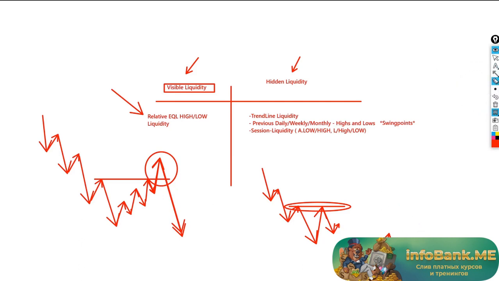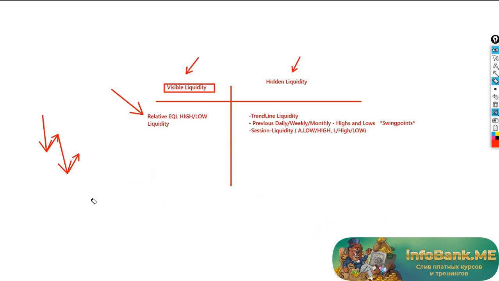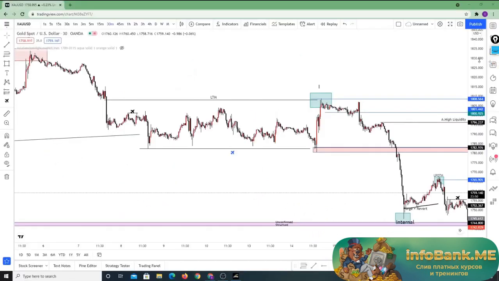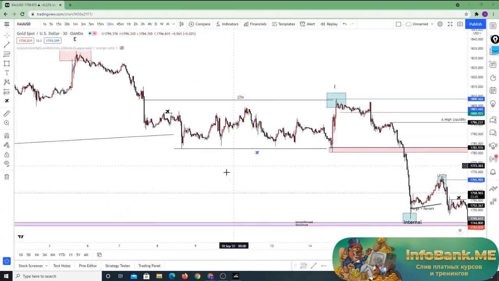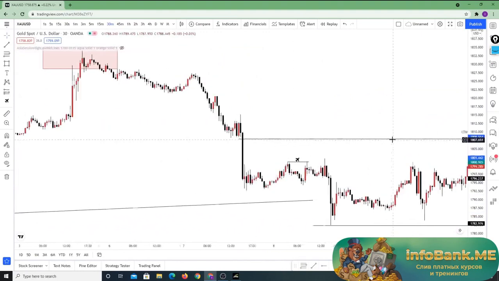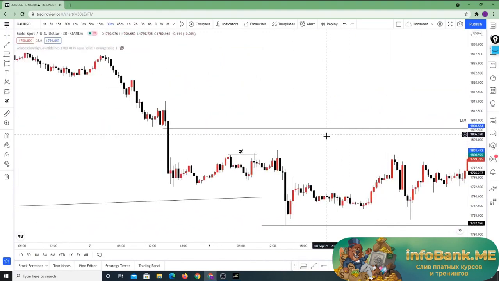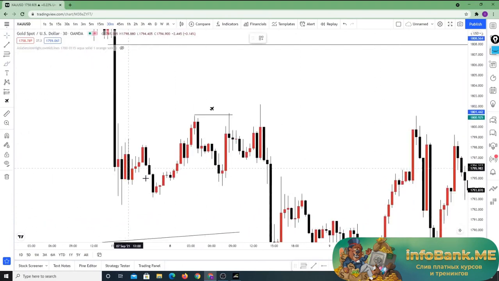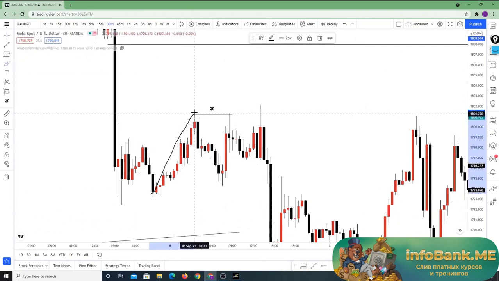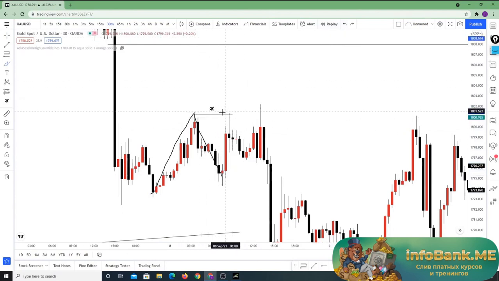So I'm going to remove all this, and we're going to be looking at some chart examples. So let's move on into the charts. And I think, yes, right here we've got a beautiful example of a relative equal high liquidity being purged. As you can see right here, we had price moving up, creates a high, moves away, comes back. And as you can see, it's not necessarily exact equal highs, right?